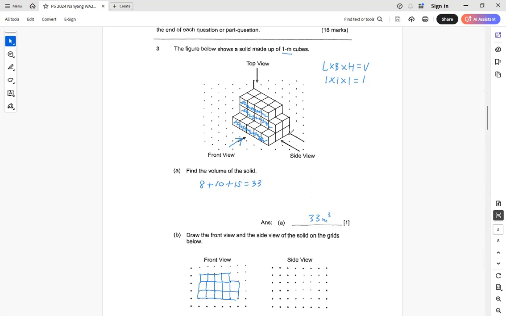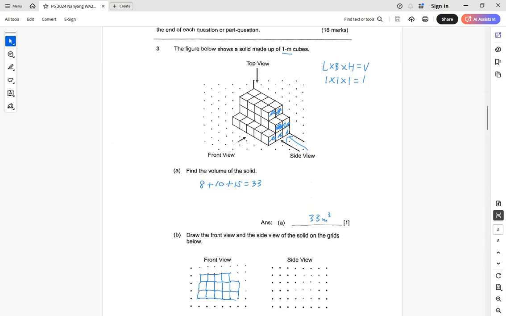Okay, now let's look at the side view. Okay, let me clear this one first. From the side view, you're looking from this direction, right? So let's look at the surfaces that are facing this side. Okay, so this side from the top is this one, and this one is facing this side. Then the second layer is this one and this one. And then the third layer is this one, and this one are facing this direction.